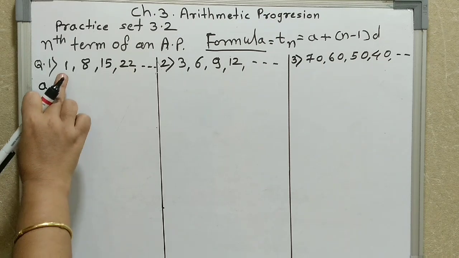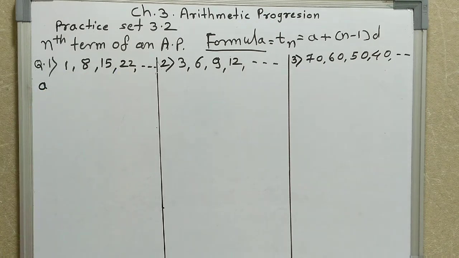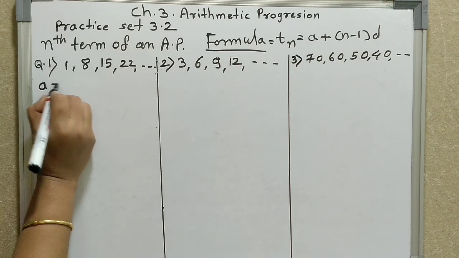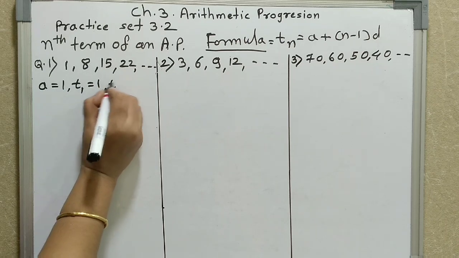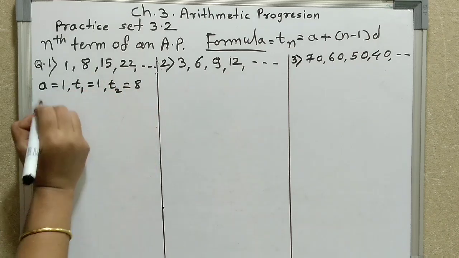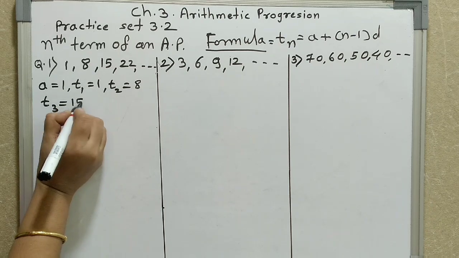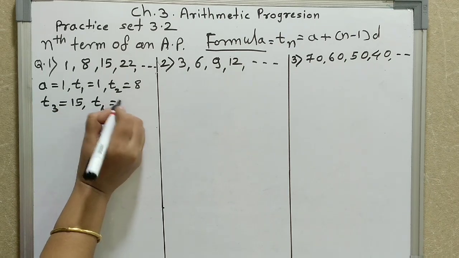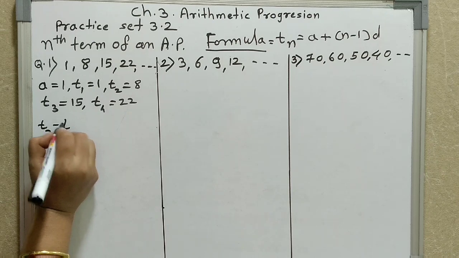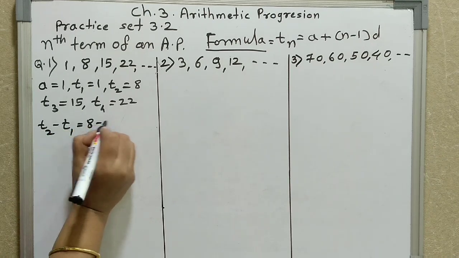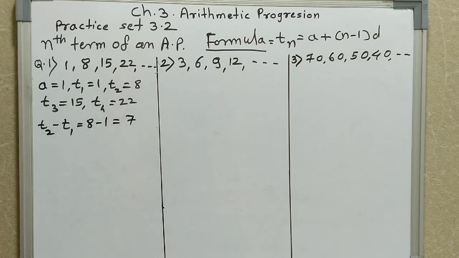See the first example: 1, 8, 15, 22. We find the difference. In this question, A is equal to the first term, which means 1. Therefore T1 is equal to 1, T2 is equal to 8, the second term, T3 is equal to 15, and T4 is equal to 22. We find the difference in these consecutive terms. So T2 minus T1 is equal to 8 minus 1 is equal to 7.